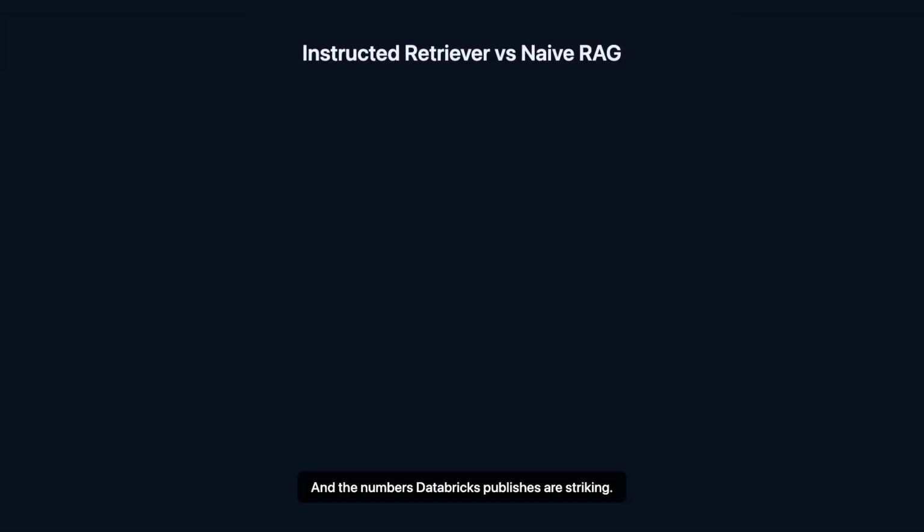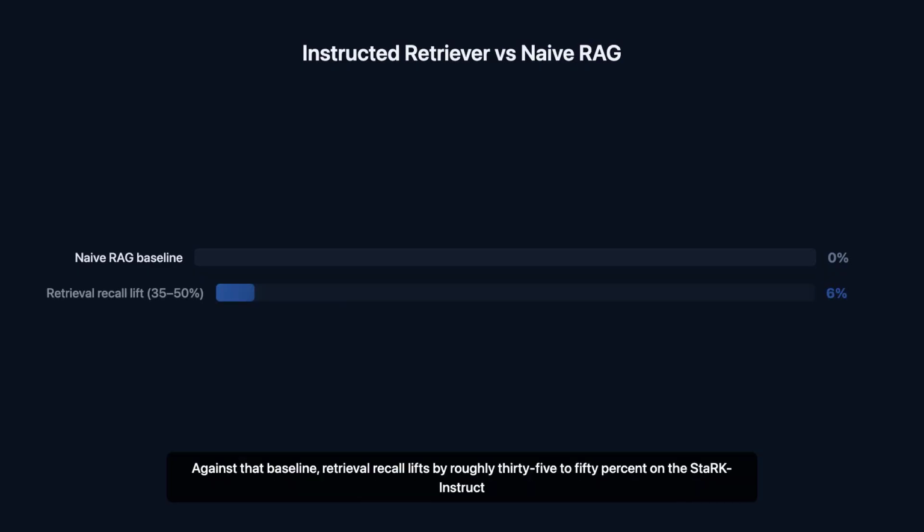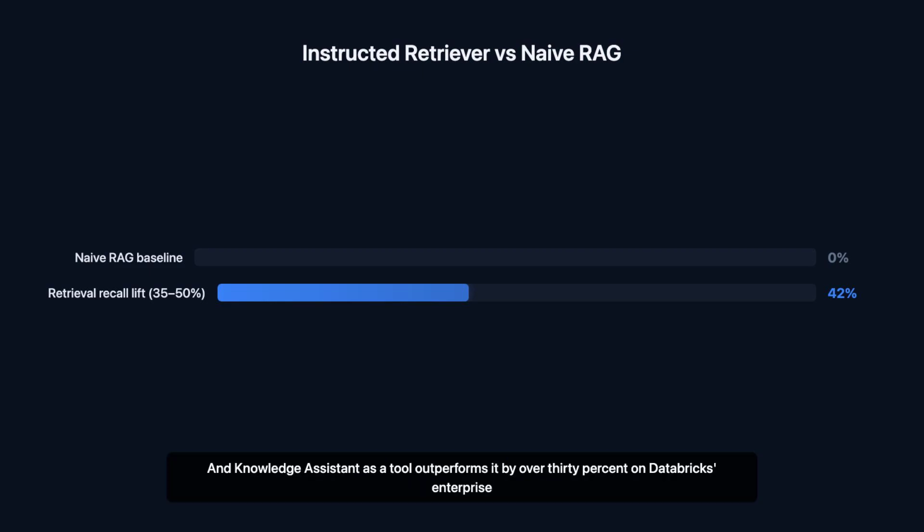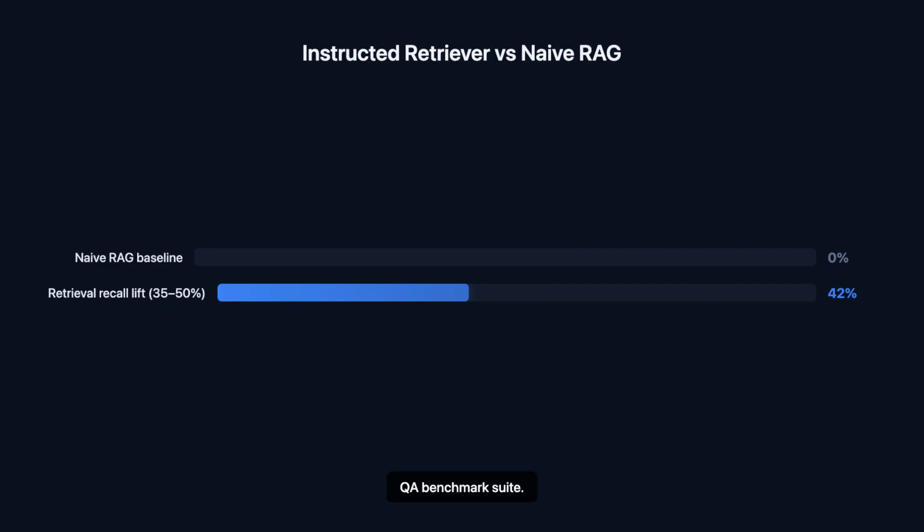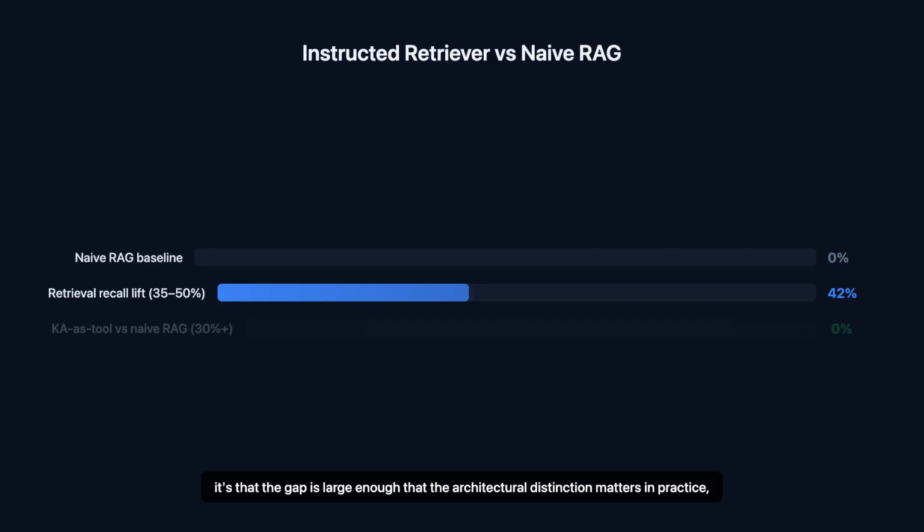And the numbers Databricks publishes are striking. Start with the baseline, a vanilla cosine similarity RAG pipeline, which is what most teams build first. Against that baseline, retrieval recall lifts by roughly 35 to 50% on the StaRK-Instruct benchmark, and Knowledge Assistant as a tool outperforms it by over 30% on the Databricks Enterprise QA benchmark suite. The takeaway is not the exact figures, it's that the gap is large enough that the architectural distinction matters in practice, not just on paper.